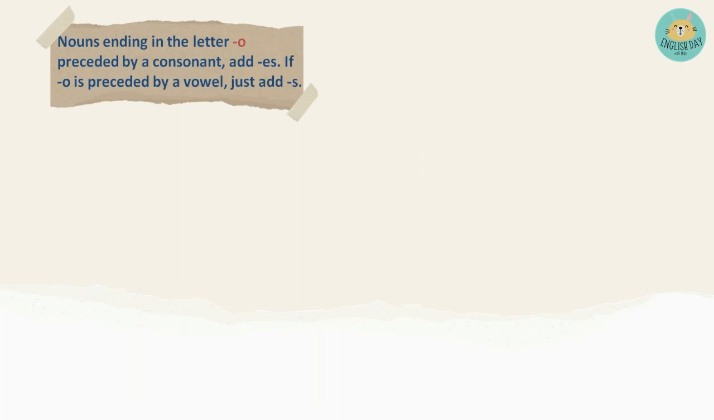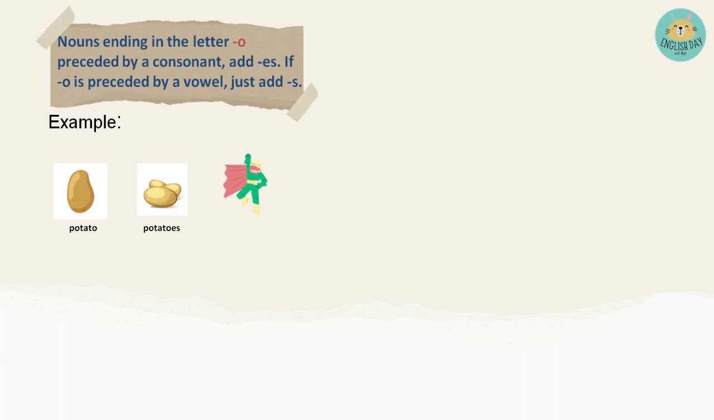Now for the next rule, nouns ending in the letter o preceded by a consonant, we add es. Now if o is preceded by another vowel, just add s. Let's have some examples. Potato, potatoes. So as you can see, our letter o is preceded by a consonant letter, which is t. That is why we need to add es to make it plural.